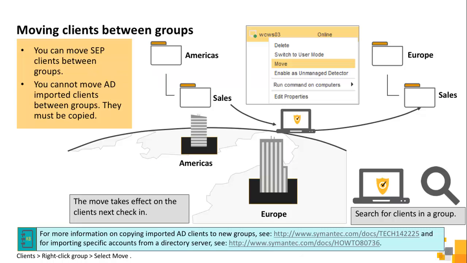You can create new groups and move clients into new or existing groups. You can also search for clients in a group. You cannot move imported Active Directory clients to another group. For more information on copying AD imported clients to another group and importing specific AD accounts, see the KB articles shown in the slide.